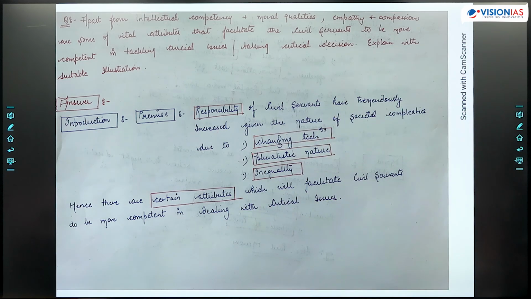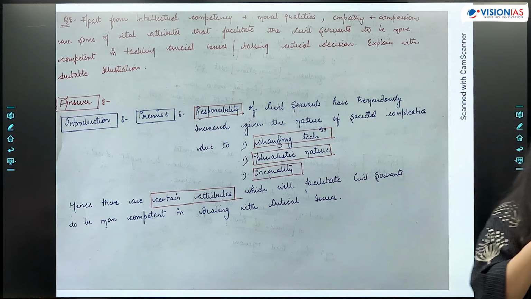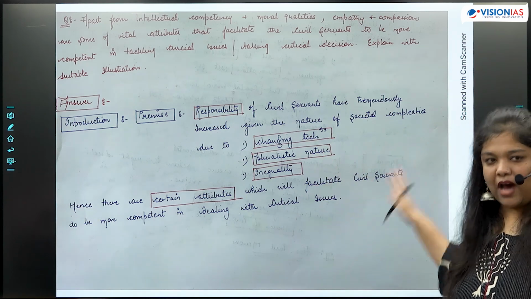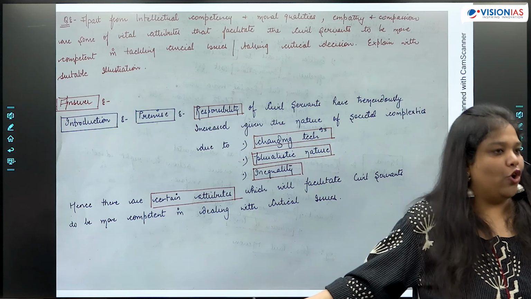Read the question. Apart from intellectual competency and moral quality, empathy and compassion are some of the vital attributes which facilitate the civil servant to be more competent in tackling crucial issues or taking critical decisions. Explain with suitable illustration. Even if they would not have mentioned illustration, you have to give examples to explain your viewpoint. But the moment they write suitable illustration, that means for every argument, now you have to write the example. Now it has become a compulsory thing. Initially, it could have been a choice, but the moment they mention it, they are asking you to cite examples to justify your arguments.